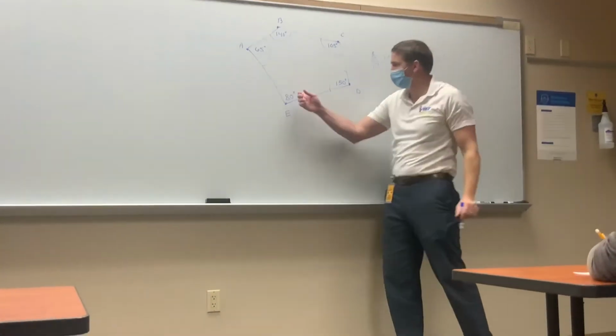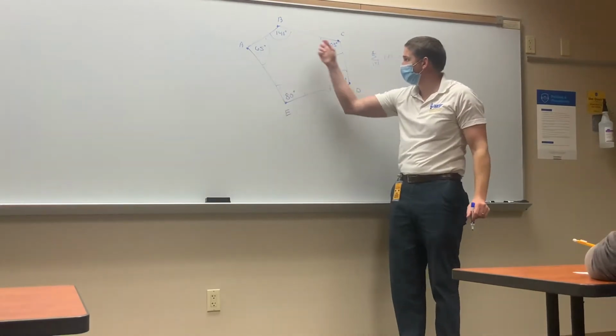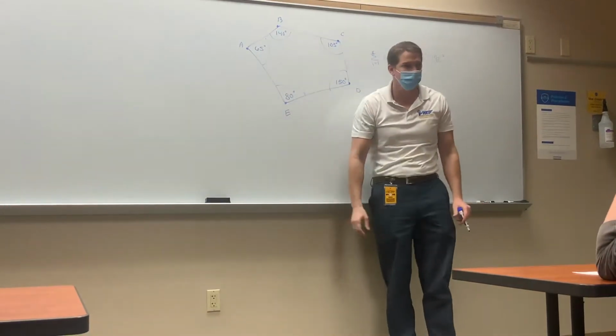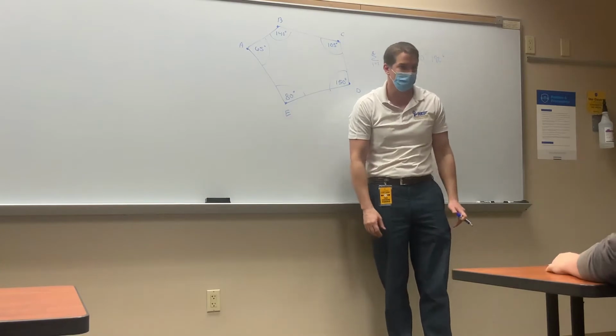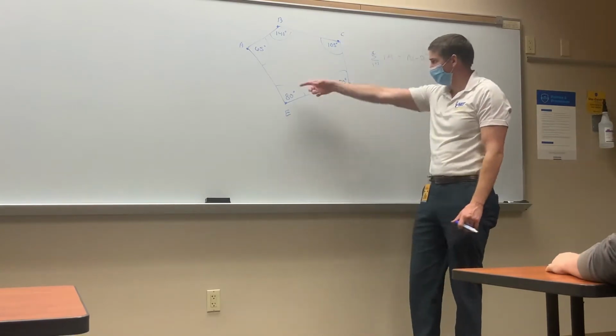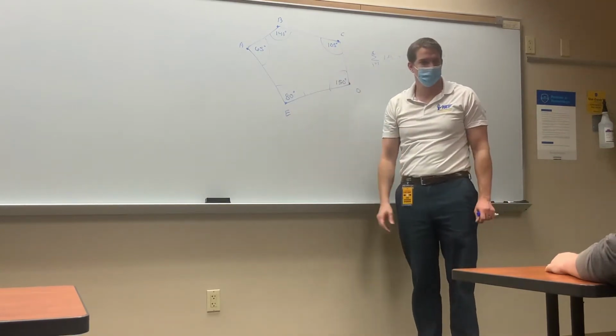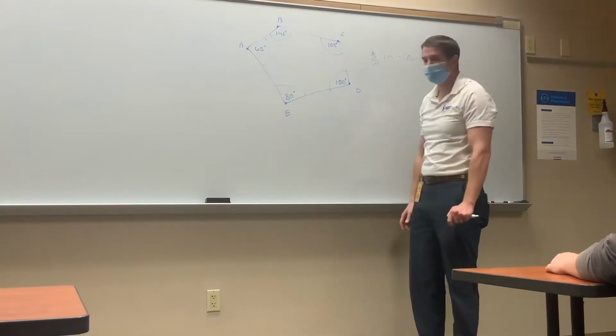Okay, so we have 1, 2, 3, 4, 5 sides. 5 minus 2 is 3. 3 times 180 is 540. All these should add up to 540. Look good? Okay.